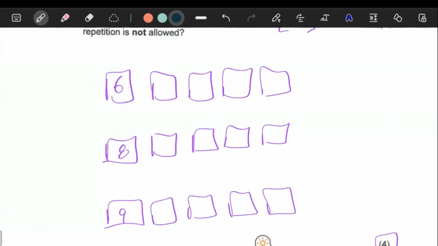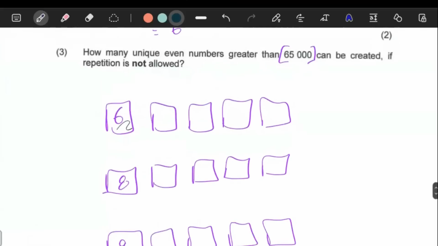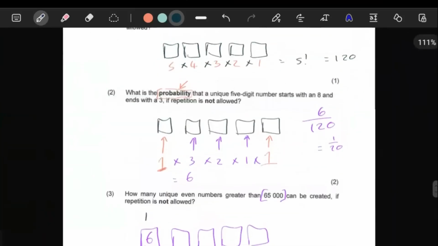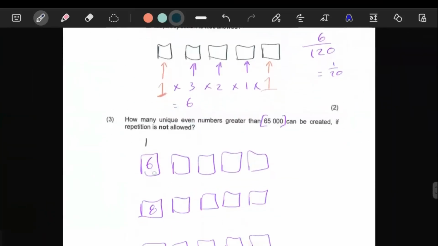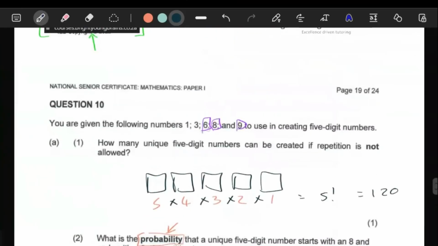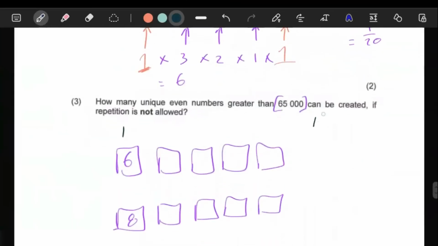So let's start with the ones that start with a 6. If a number starts with a 6, there's obviously one option for the front. But then the number that you can put here, remember our options, it's 1, 3, 6, 8, and 9.